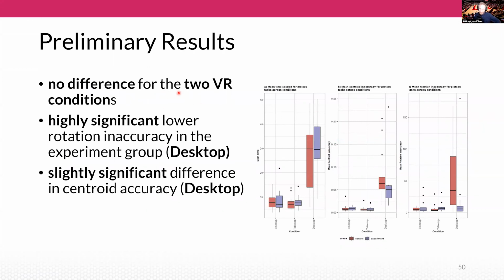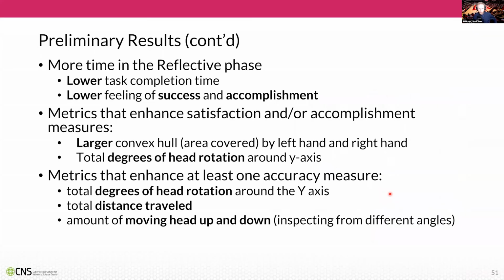We found no difference for the two VR conditions. So the reflective phase that we designed did not yield significant differences in mean time, centroid inaccuracy, or rotation inaccuracy. However, it did for desktop. So the classic line graphs that we showed the desktop users, who still, of course, worked on laptop, they actually achieved a highly significant lower rotation inaccuracy. We can see that over here, and a slightly significant lower centroid inaccuracy. So the intervention that we designed worked for the desktop version, but it did not work for the VR version.